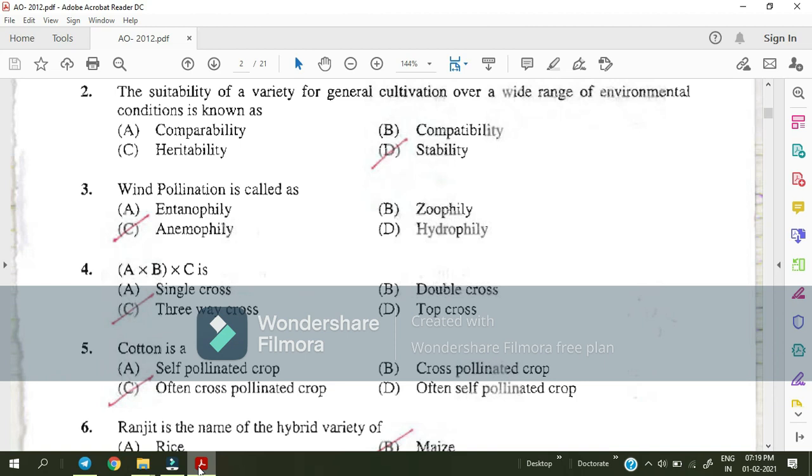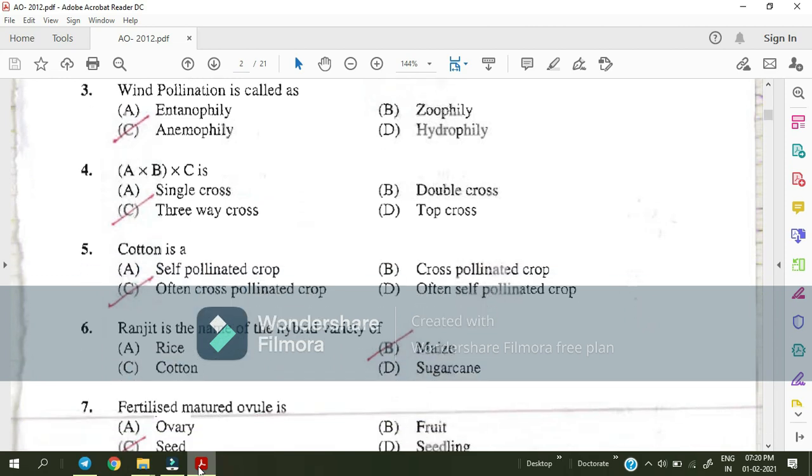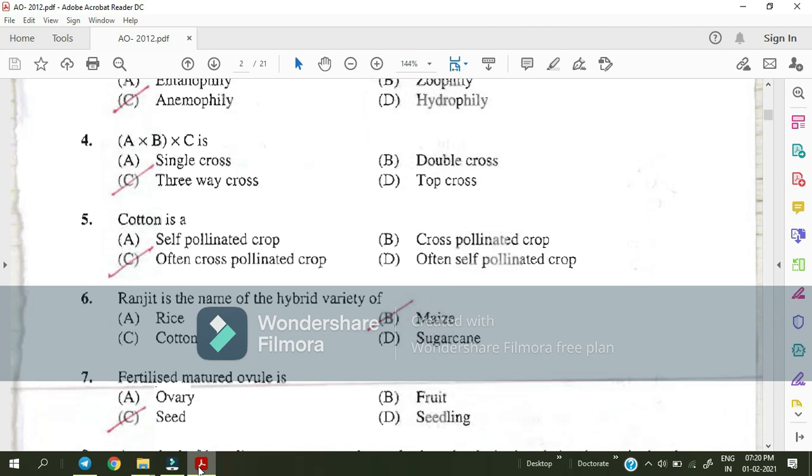Top cross is nothing but F1 is crossed with open pollinated variety. Fifth question, cotton is an often cross-pollinated crop. Other examples of often cross-pollinated crops are sorghum and red gram. Sixth question, Ranjit is the name of the hybrid variety of maize.